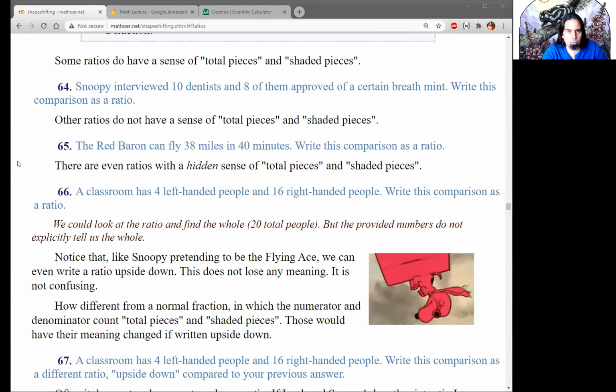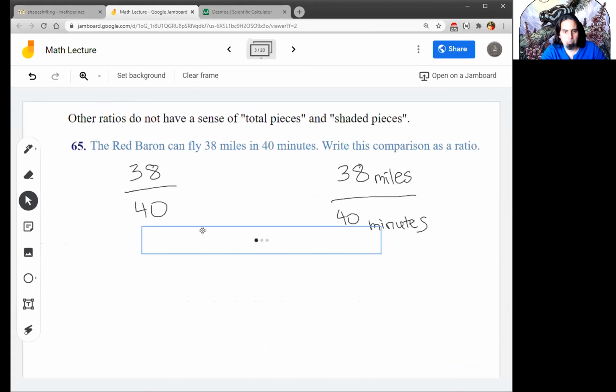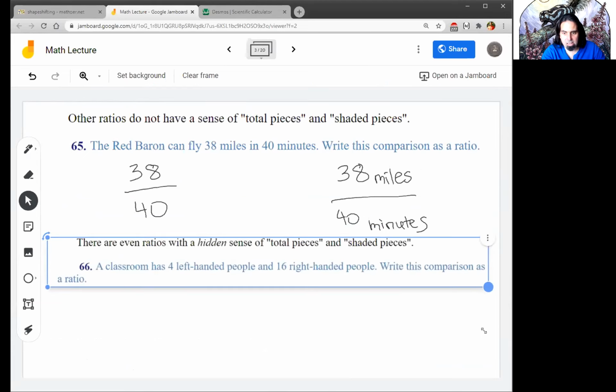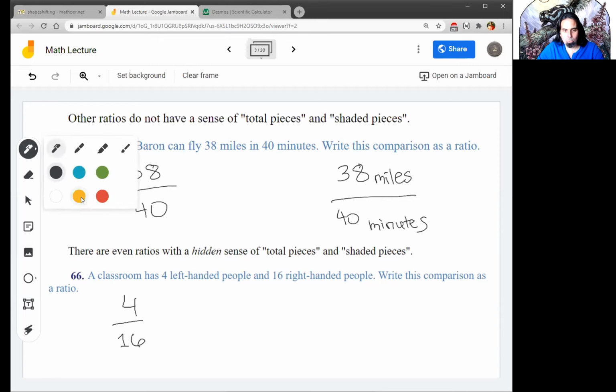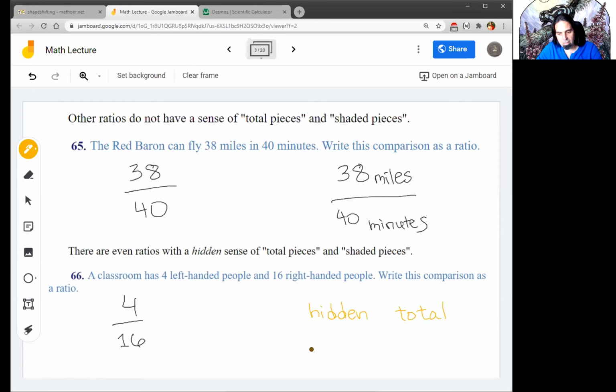So if I look at this one, the classroom has 4 left-handed people and 16 right-handed people. I could write 4 to 16. How many total students are in the classroom? 20. I'd have to do a little bit of arithmetic in my head to get that. So they're not hard to do, just writing one number on the other, but it's a little bit different than the traditional kind of fractions made out of cake pieces that have a part over a whole.